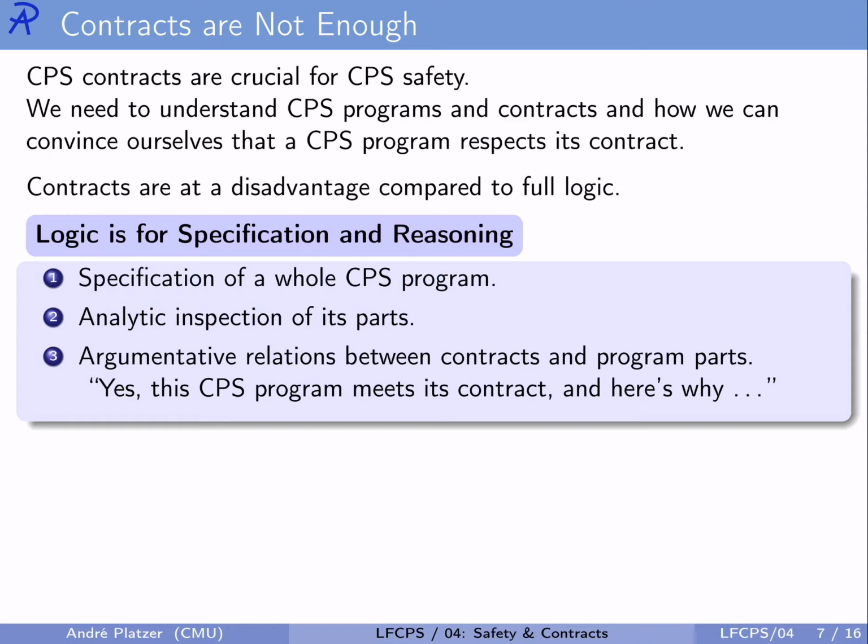In particular, contracts should be part of the design. And that means we need to understand CPS programs, CPS contracts, and also how we can convince ourselves that a CPS program actually respects its contract. And that's where contracts are hopelessly at a disadvantage compared to full logic, because logic is for specification and for reasoning. On the one hand, it's good for specifying a whole CPS program, just like contracts. But on the other hand, it's also useful for an analytic inspection of its parts. And in particular, it's useful for argumentative relations between contracts and program parts, to say, yes, this CPS program actually meets its contract, and here's the reason why. I give you proof.